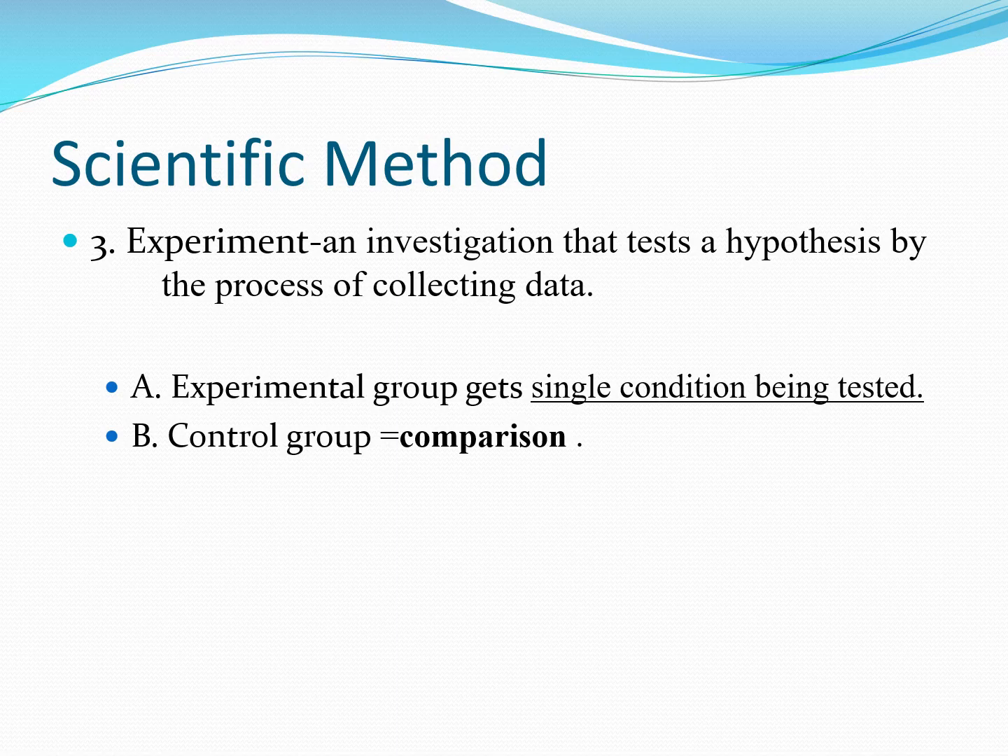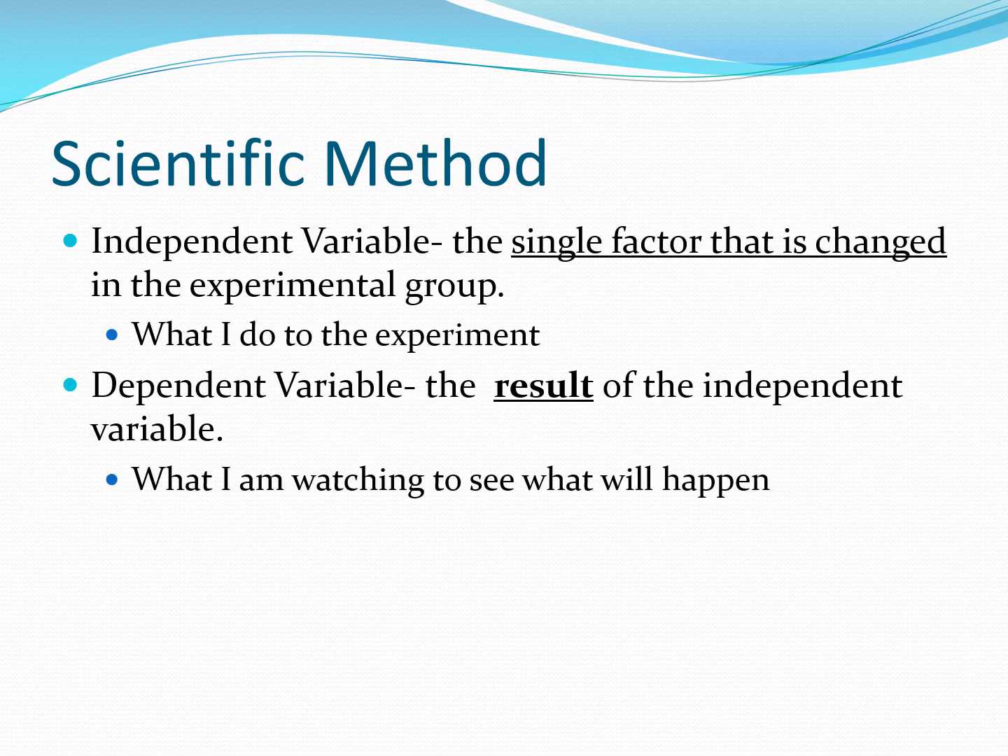That's my control group. The other ones that I add fertilizer to, or I change the amount of water to, or I change the kind of dirt that I plant them in, those are my experimental groups. Those are the ones that I'm experimenting on. You also have to watch what we call variables. We have what's called an independent variable, and you have what's called a dependent variable.